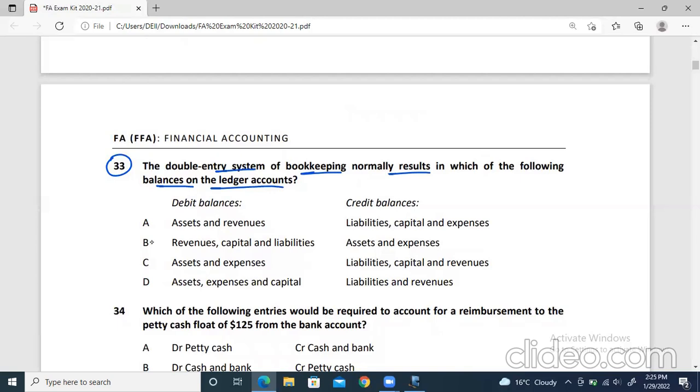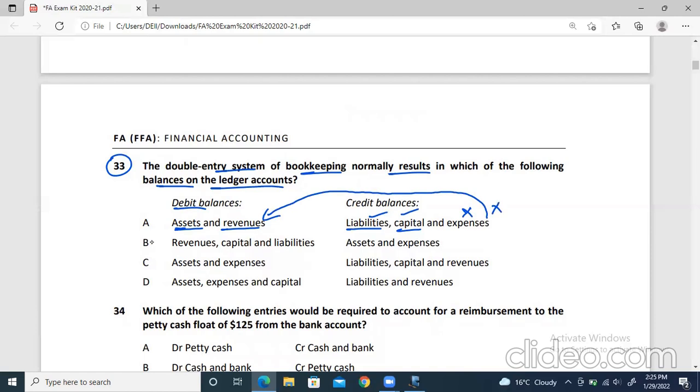Option A is assets and revenues are debit balances. This is wrong because, as I told you, assets are debit for increase, yes, that's correct. But revenues we write on credit, right? It's wrong. And on the credit balances, it has written liabilities and capital. Yes, these two come on the credit side. There are no expenses. Expenses should have been over here on the debit side, right? So this option is wrong.